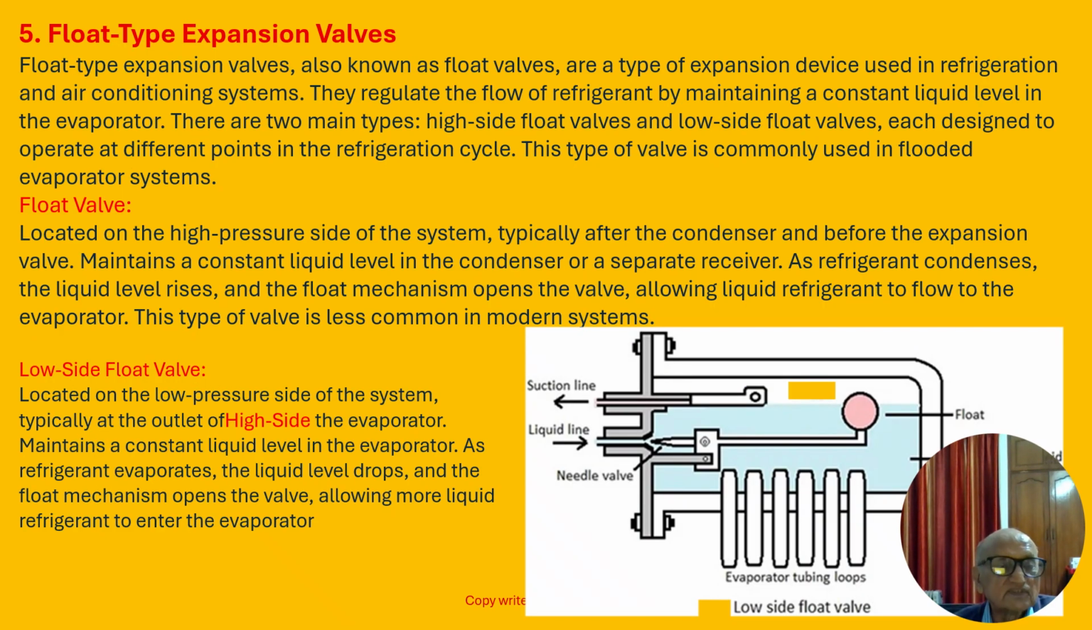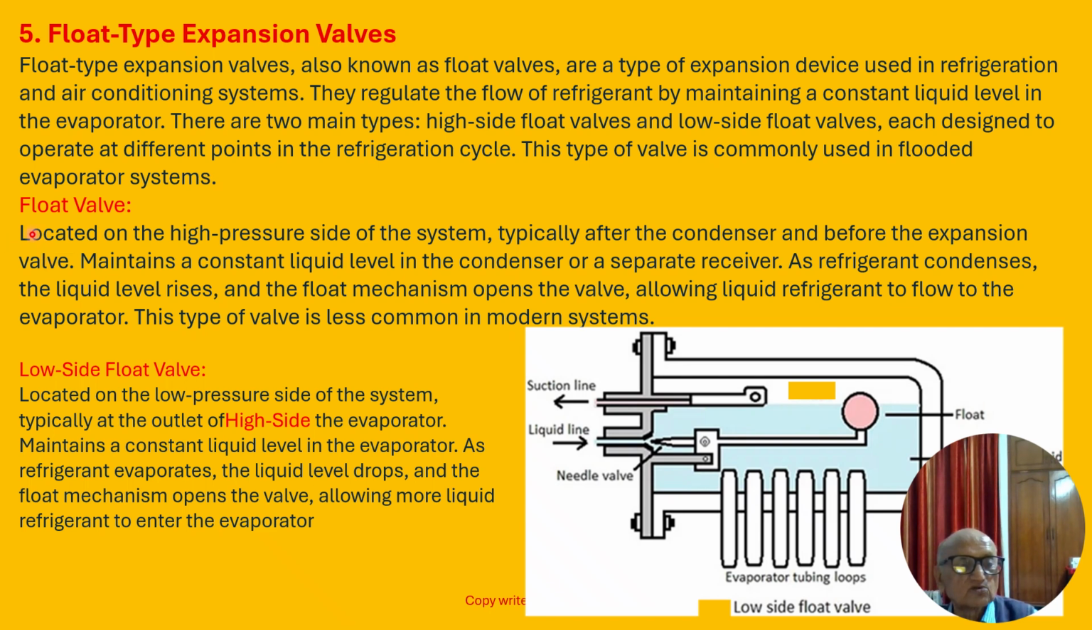Friends, we are discussing the fifth type, the float type expansion valve. Float type expansion valves, also known as float valves, are a type of expansion device used in refrigeration and air conditioning systems. They regulate the flow of refrigerant by maintaining a constant liquid level in the evaporator. There are two main types, high side float valve and low side float valve, each designed to operate at different points in the refrigeration cycle. This type of valve is commonly used in flooded evaporator systems.